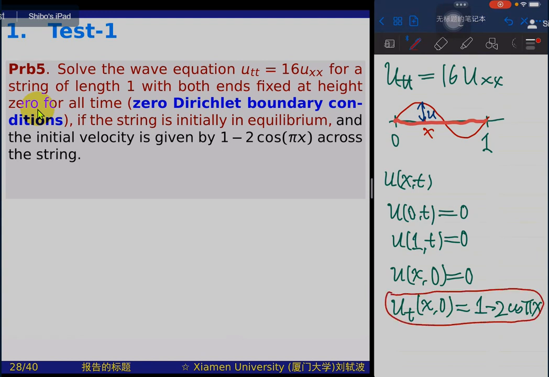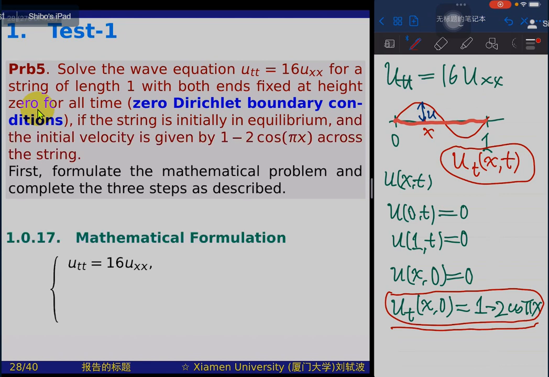So u is the displacement, u_t is the partial derivative of u with respect to t, that is velocity. So u_t evaluated at (x,t) means the velocity at the point x at time t. So this function u_t(x,t) is the velocity function at every moment, every position. But the problem says initial velocity, that means when t equal to 0. So when t equal to 0, u_t(x,0) is given. That is the setting of the problem.